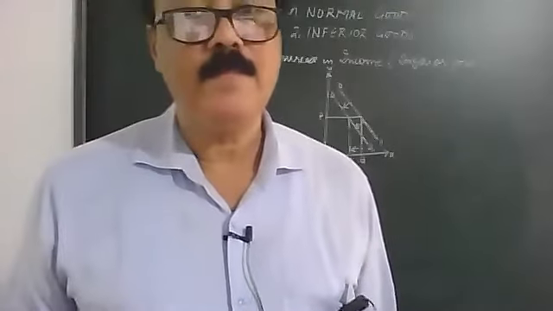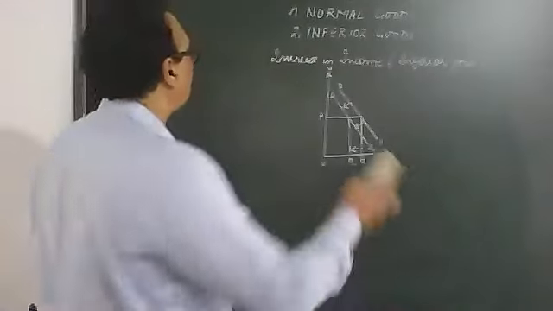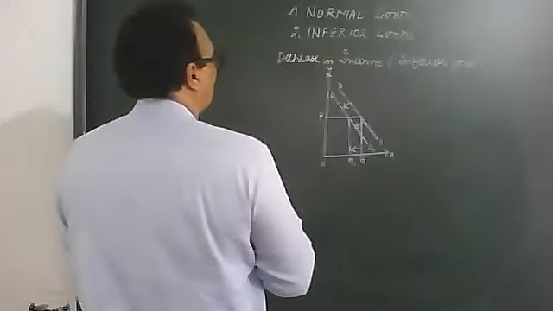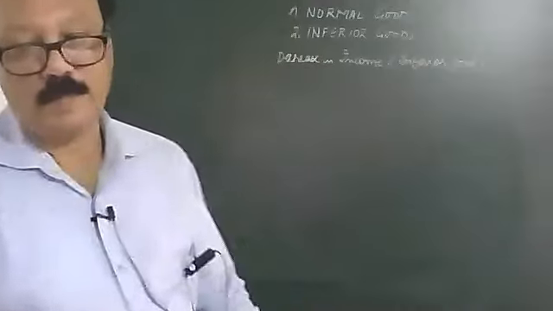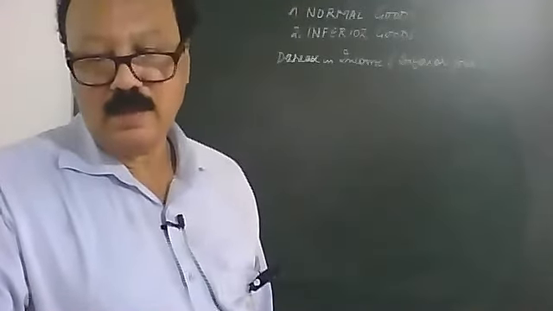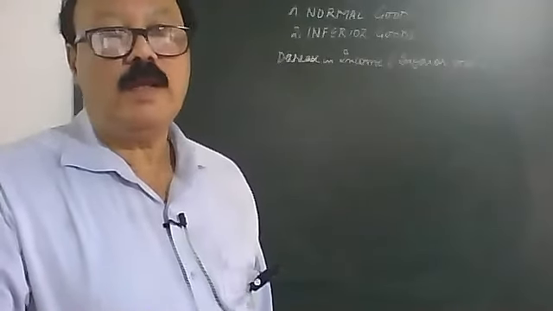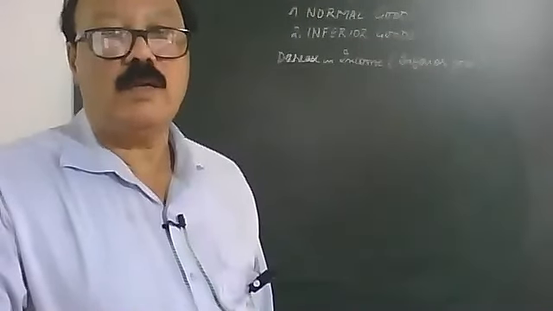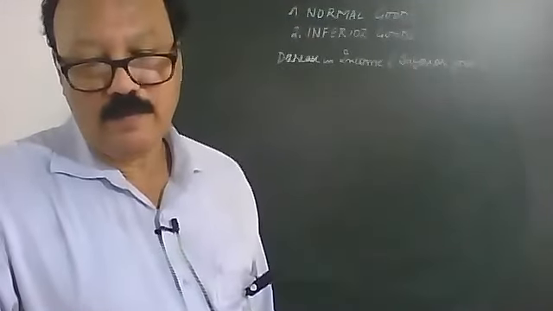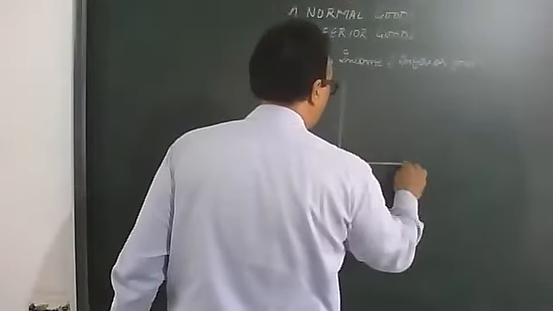Decrease in income. If the consumer's income decreases, what will happen? The demand for the inferior commodity will rise, because his income is less. So what will he do? He will purchase more of the inferior good. And this shifts the demand curve to the right.